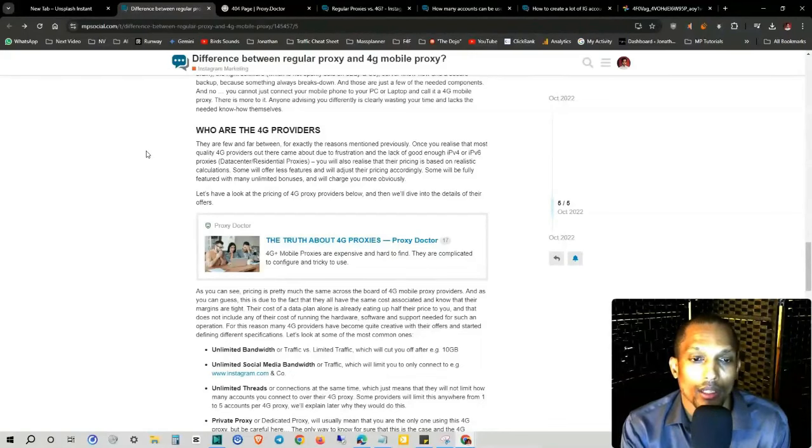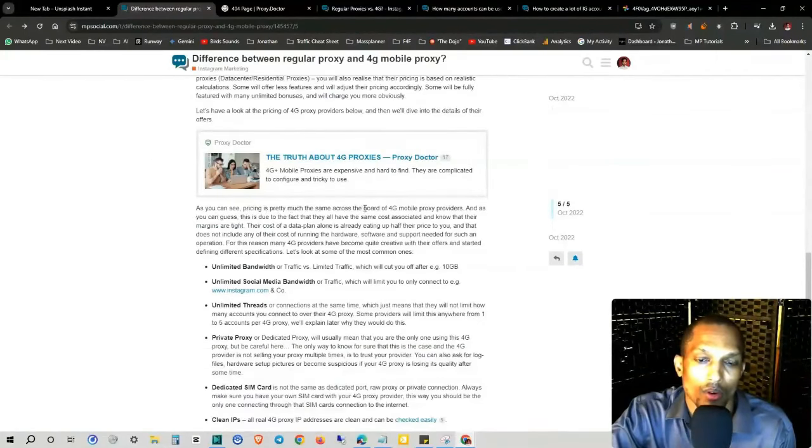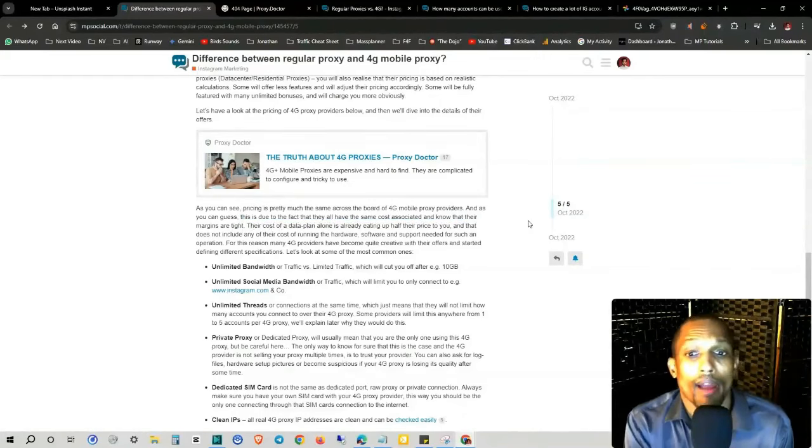Let's have a look at the pricing of 4G proxy providers below, and then we'll dive into the details of their offers. As you can see, pricing is pretty much the same across the board of 4G mobile proxy providers, as you guessed it, and he's basically sending people to this link right here that no longer exists. This is due to the fact that they all have the same costs associated and know that their margins are tight. Their cost of a data plan alone is already eating up half their price to you, and that does not include any of their costs of running the hardware, software, and support needed for such an operation.